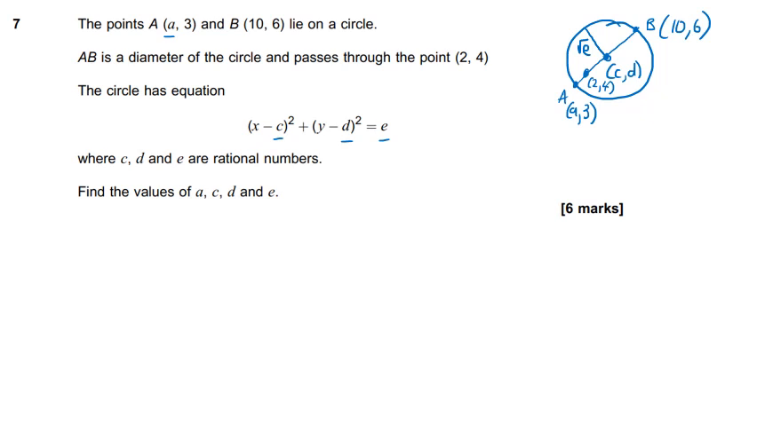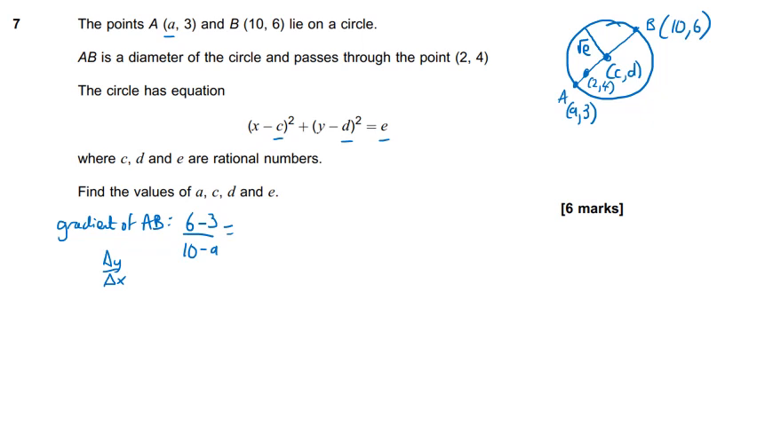Where can we start then? Well, first of all, if we look at the gradient of that line, the diameter AB, we know that that's going to be, if we use point A and point B, delta y over delta x, so 6 minus 3 over 10 minus a. Okay, so we're just using delta y over delta x there.